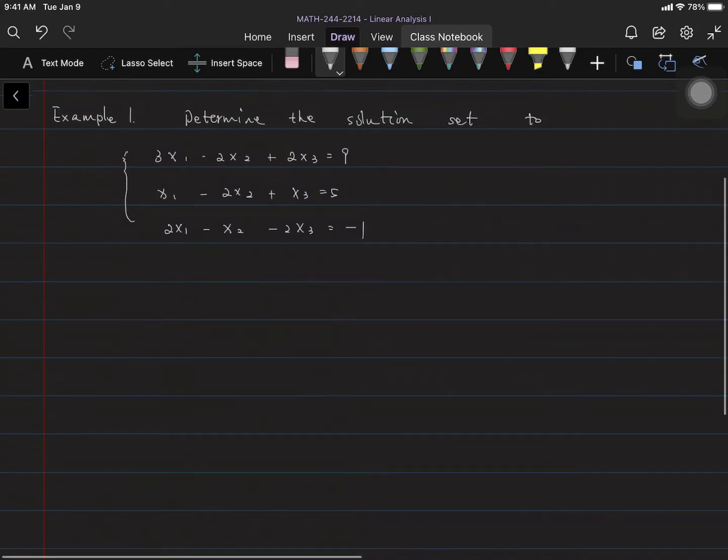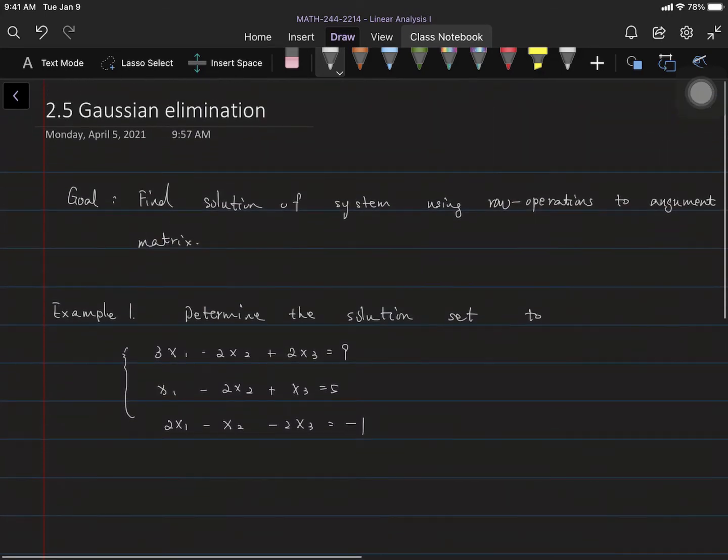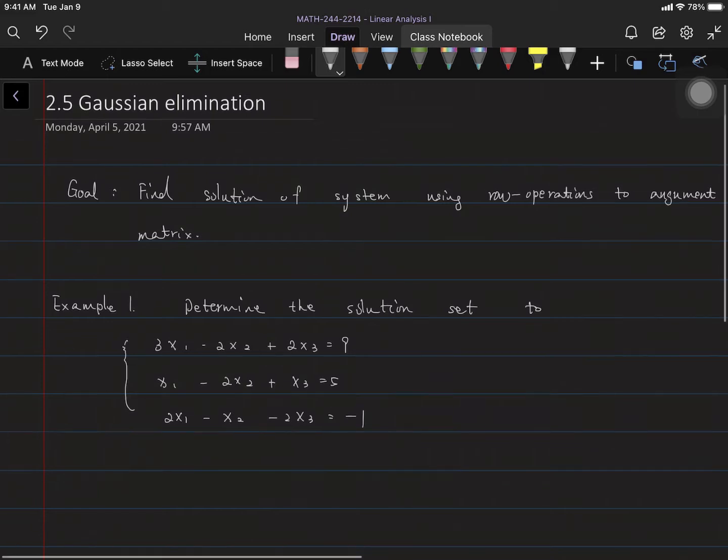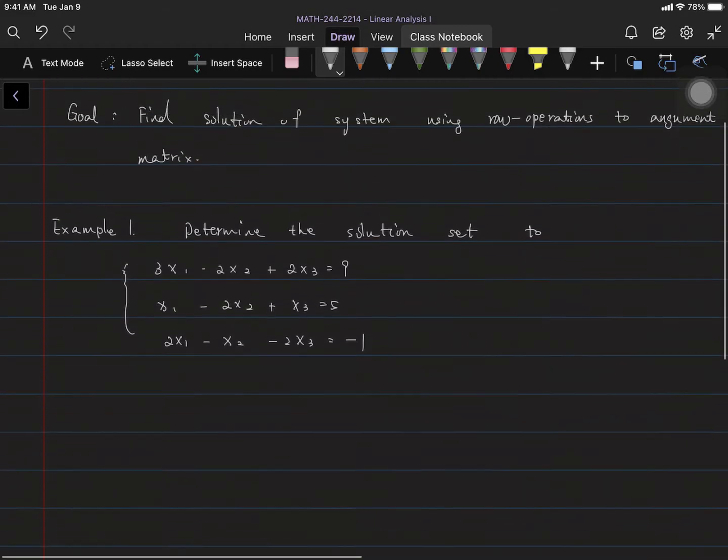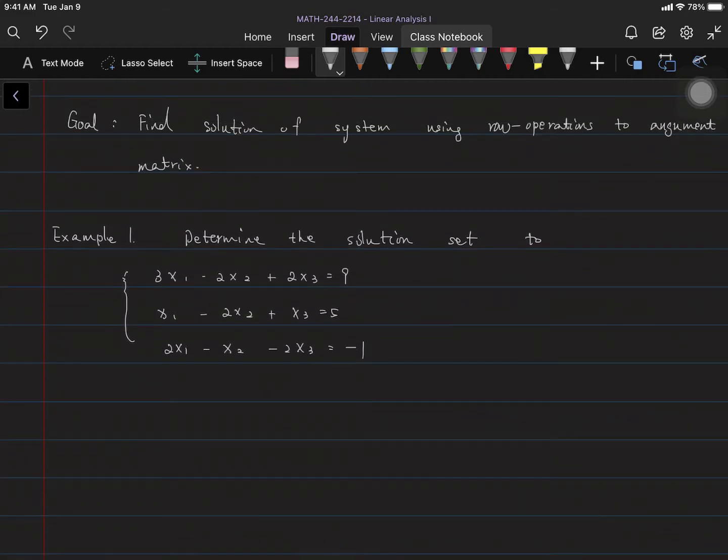Hello everyone. In this section, we are going to study 2.5 Gaussian Elimination. So in the last section, we learned the row echelon form, right? Because that's the preparation for solving a linear system. So that's just the preparation for today's class. So the goal for this section is this. We want to find the solution of a linear system just by using row operations on the augmented matrix.